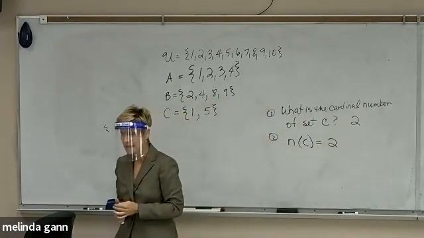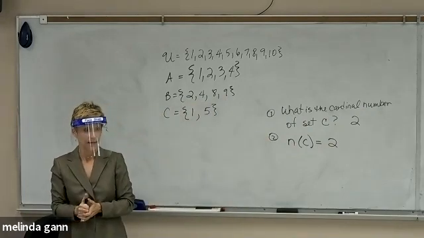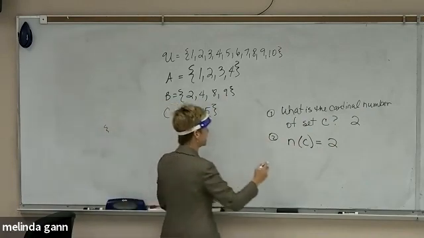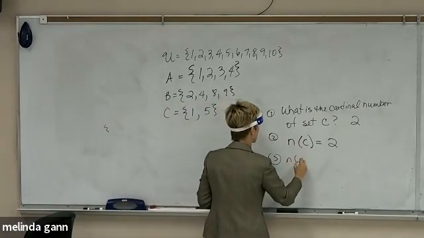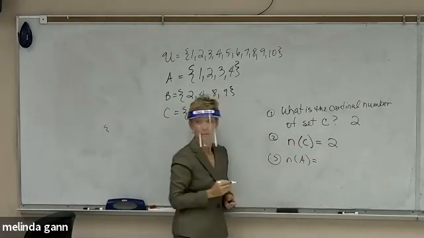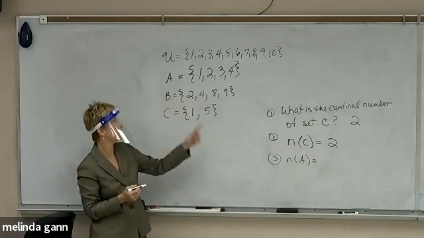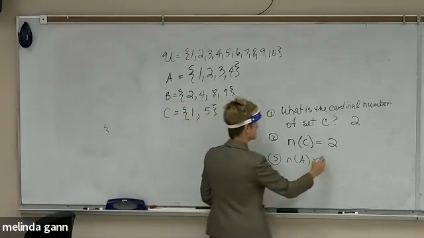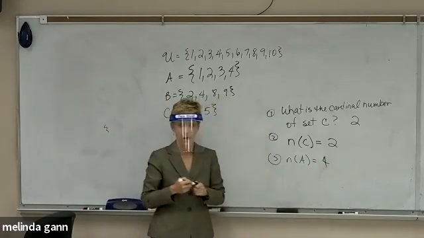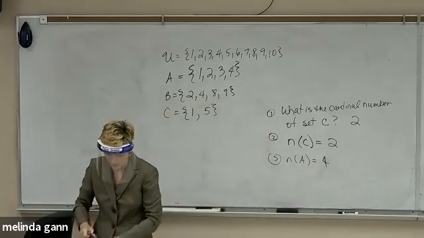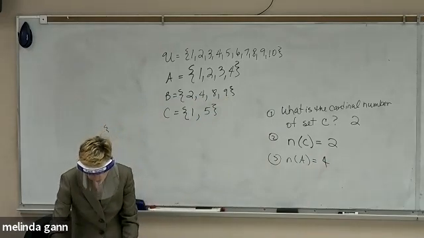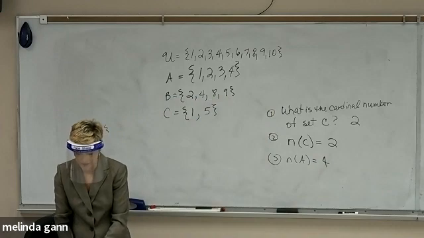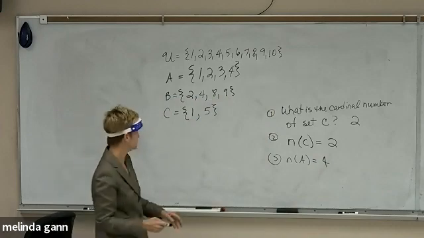So a lowercase n stands for cardinal number. But you've got to know cardinal number of what? Because that's not going to be the same thing if I say this. What's the cardinal number of A? Is it 2? What is it? 4. Okay. So sometimes, remember we talked about there are different symbols for things, so we've got to make sure that we're cool about that. Now, let's talk about the idea of subset and proper subset.